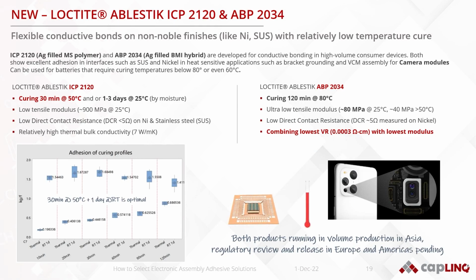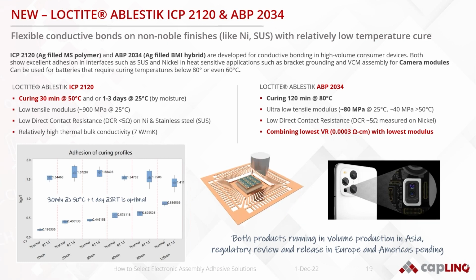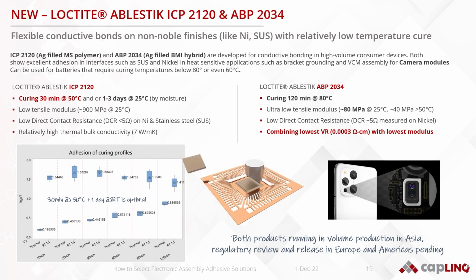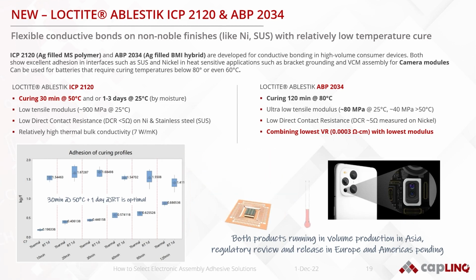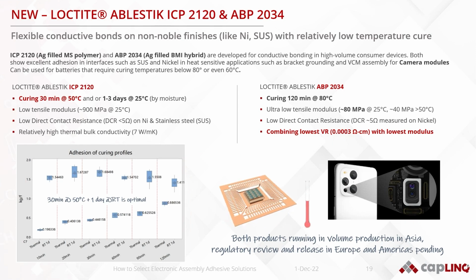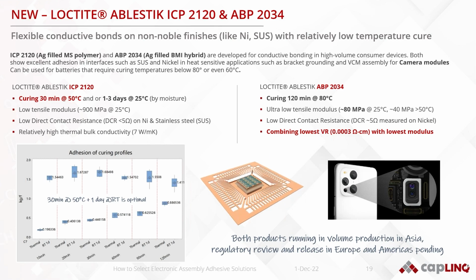I also want to highlight two new products, so the ICP 2120 and the ABP 2034. Both of these products are actually already being used in high volume in Asia, but both of them are also now under review for introducing in both Europe and the Americas. So these are the products worth watching. The 2120 is an MS polymer, which is a silicone-free material that actually has some of the properties that a silicone would offer. So a low modulus material and some more flexibility. Or the 2034, which is a hybrid material, which can also cure at lower temperatures and also has the lowest volume resistivity.